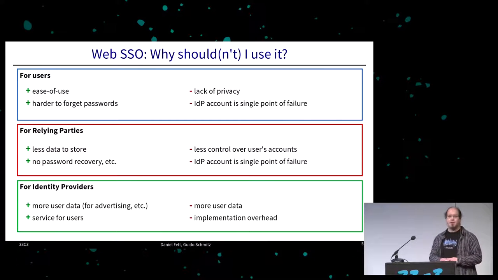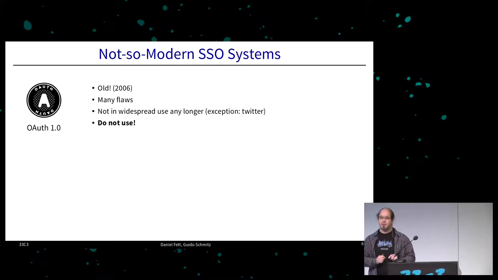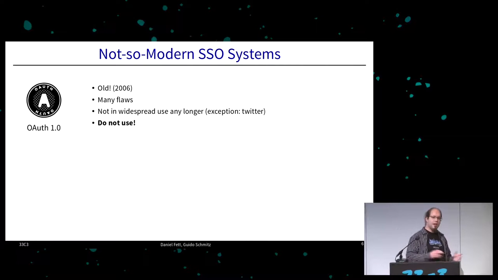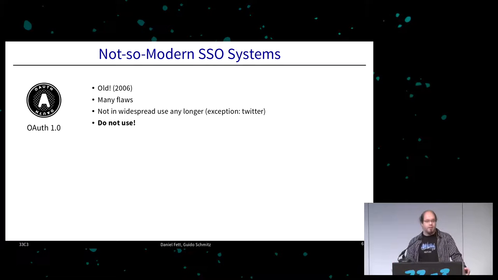Now I will show you some prominent examples. There is OAuth 1.0. This is a not so modern single sign-on system. It's now 10 years old. Many flaws are known for this system, and basically nobody uses it anymore except for Twitter. Twitter uses a modified version of OAuth 1, which more or less fixes all the known flaws. But in general, we can say don't use OAuth 1.